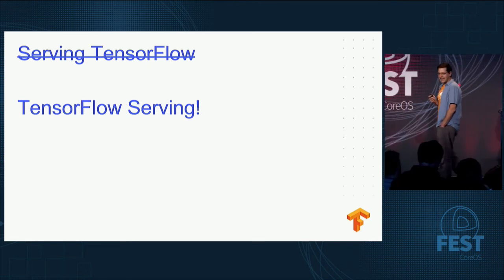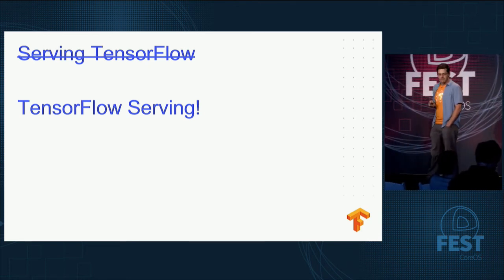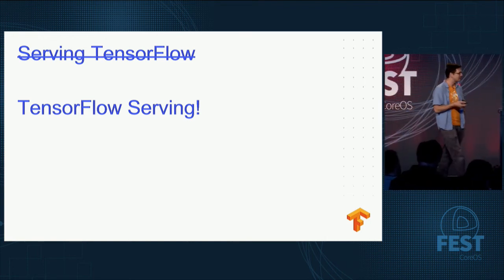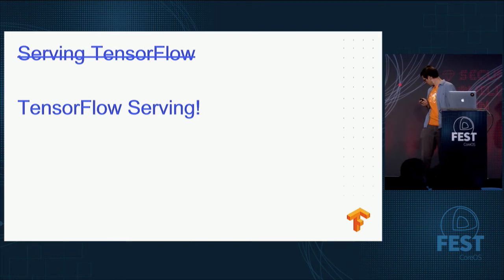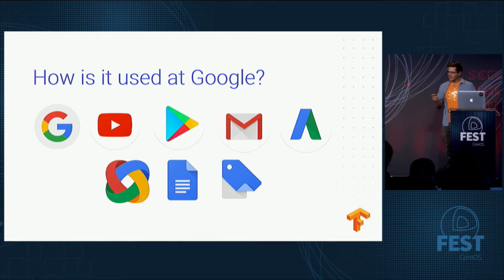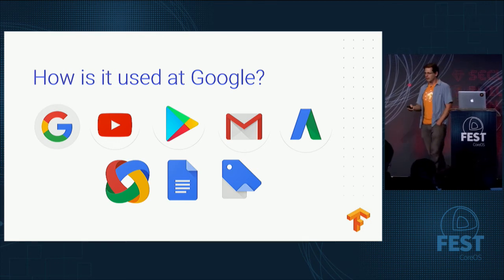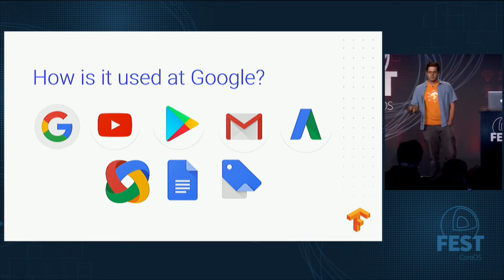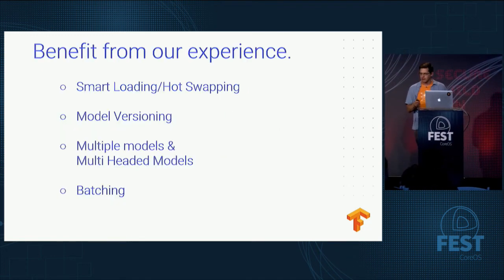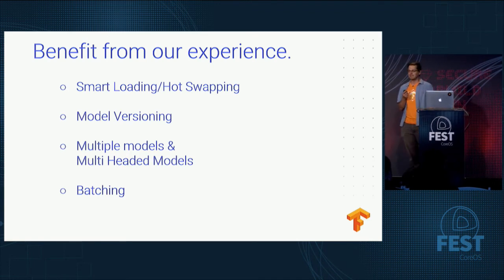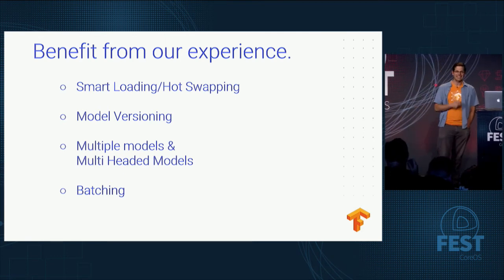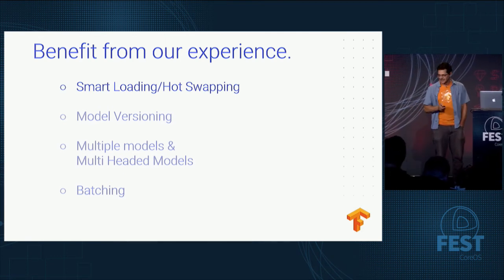TensorFlow Serving is a flexible, high-performance serving system for machine-learned models, and it's designed for production environments and optimized for low latency, because you all know how important latency can be when serving things real-time to users. Like I was saying, Google has hundreds of products using machine learning internally. And the same way, we have hundreds of products using TensorFlow Serving. So please benefit from our experience. We have gone through a lot of pain to make this into something that works well.